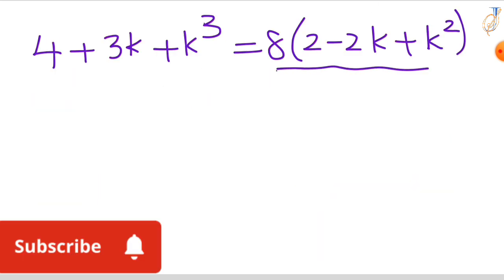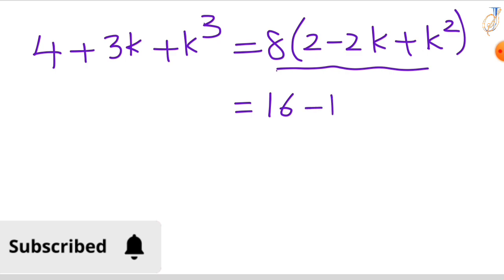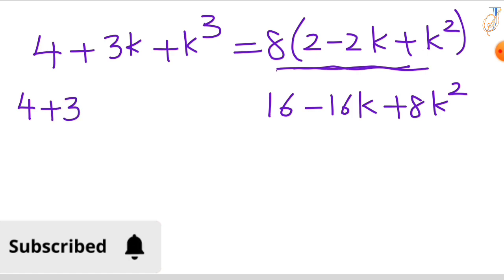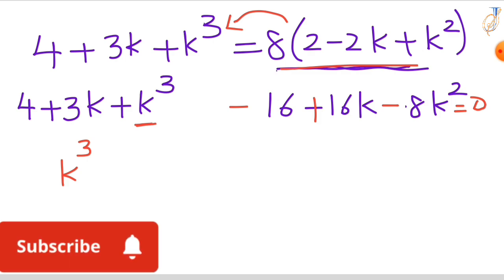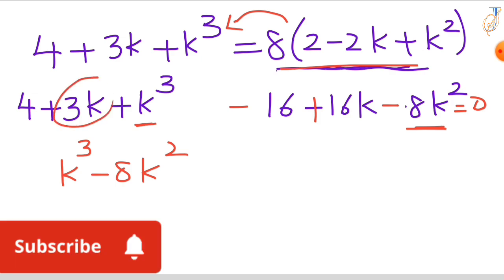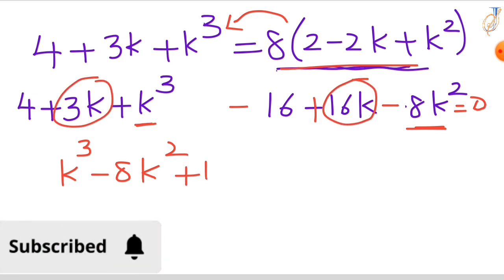When you expand this, you will get 16 minus 16k plus 8k power 2. Here we have 4 plus 3k plus k power 3. This right hand side, if you bring it to the left hand side, then it becomes minus 16 plus 16k minus 8k power 2, that is equal to 0. We have k power 3 as the highest power, and then we have k power 2 minus 8k power 2. Now we have plus 3k plus 16k, that is 19k, plus 4 minus 16, which gives minus 12, that is equal to 0.